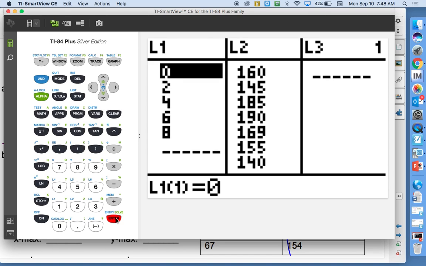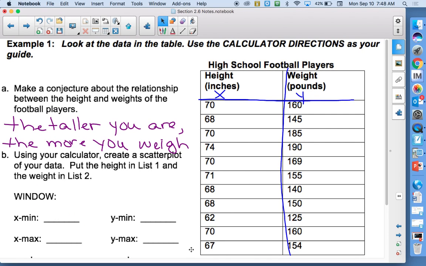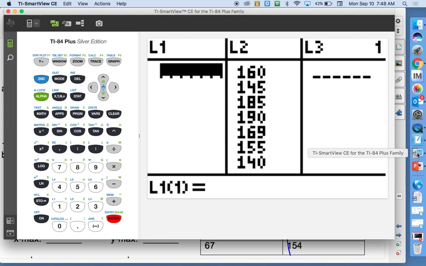Anybody have data in the calculator right now? No, because you've never used that. Okay, so on L1, we're going to treat that as our x, just like a t-chart. You're going to enter your data into L1. I'm going to clear mine out. Whatever your inches are, the height of the football player, is what you're entering into L1. So right now, just take a minute. Once you get down through those 11 players, you're going to move over and enter the weight into L2.